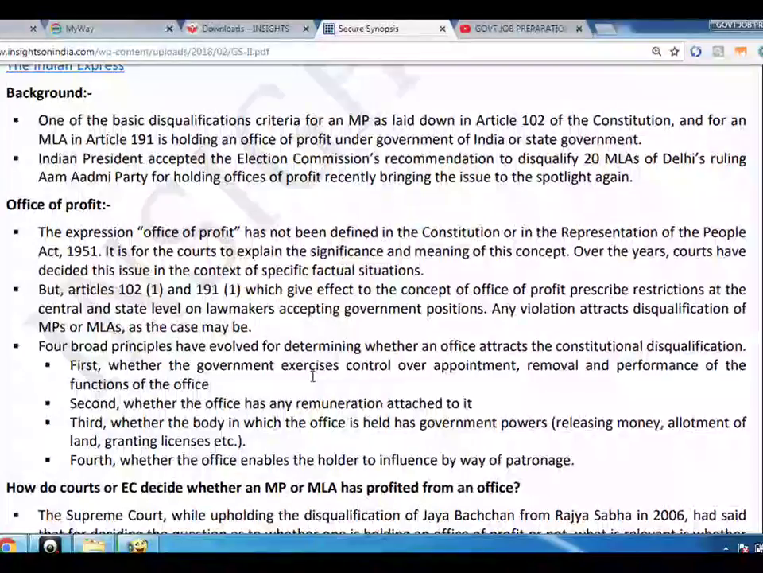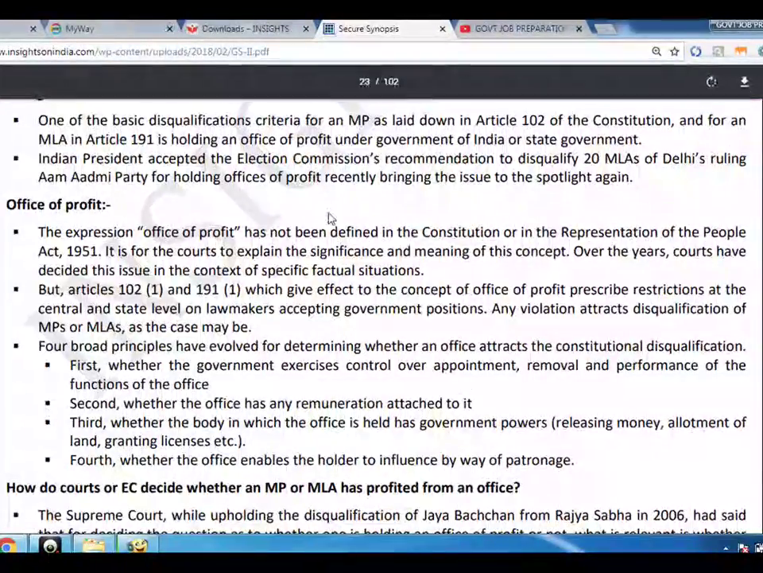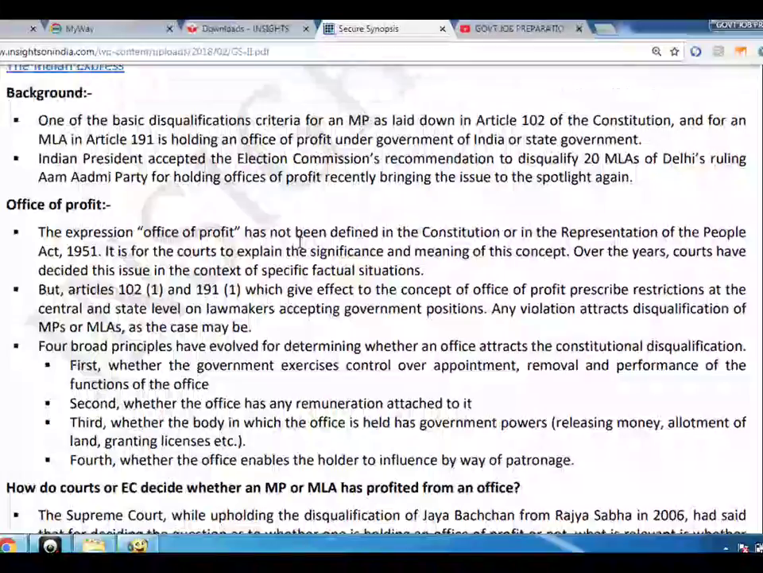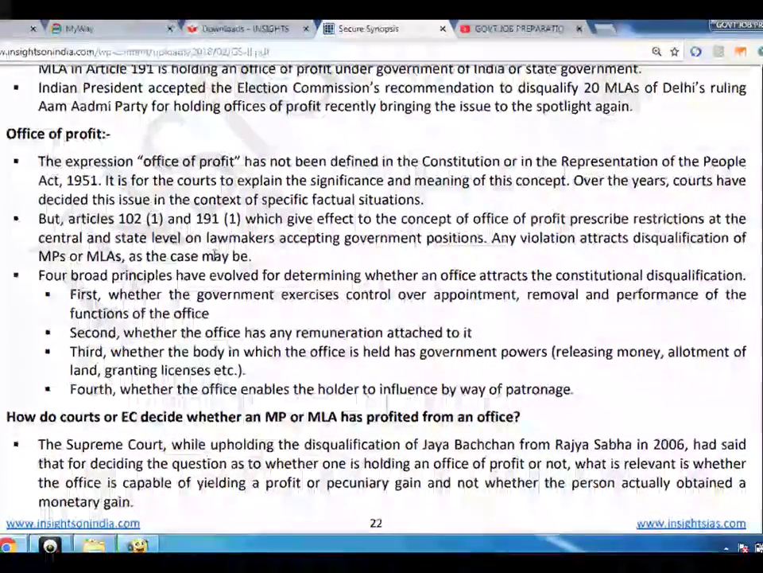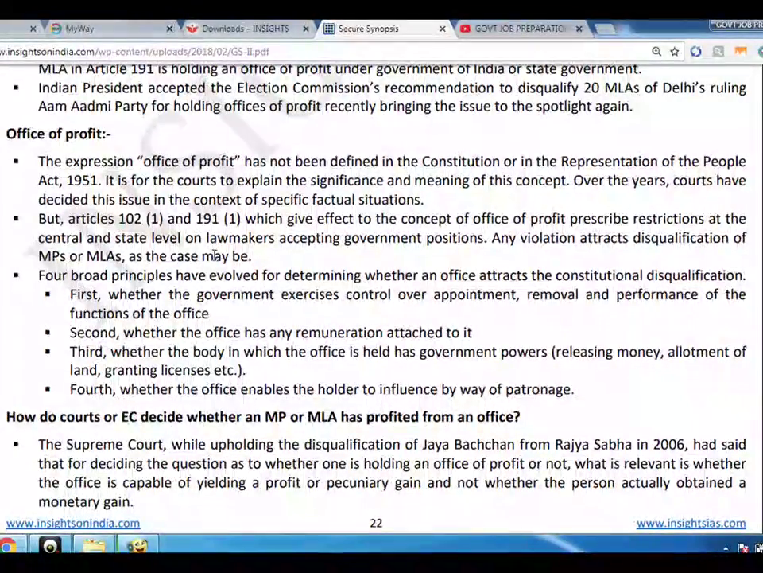Office of profit. The expression office of profit has not been defined in the Constitution or in the Representation of the People Act, 1951. It is for the courts to explain the significance and meaning of this concept. Over the years, courts have decided this issue in the context of specific factual situations. But Articles 101 and 191, which give effect to the concept of office of profit, prescribe restrictions at the central and state level on lawmakers accepting government positions. Any violation attracts disqualification of MPs or MLAs, as the case may be.